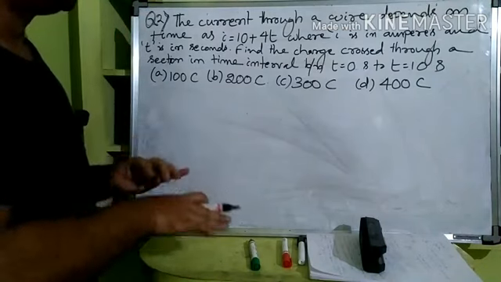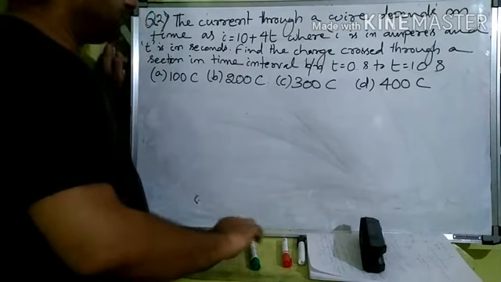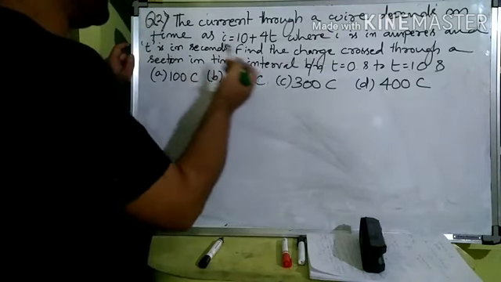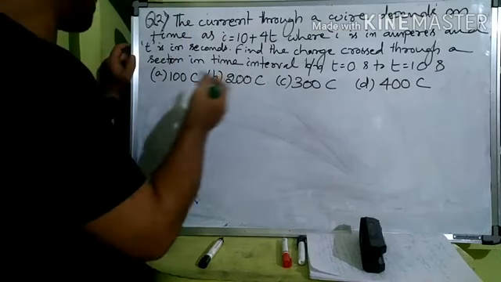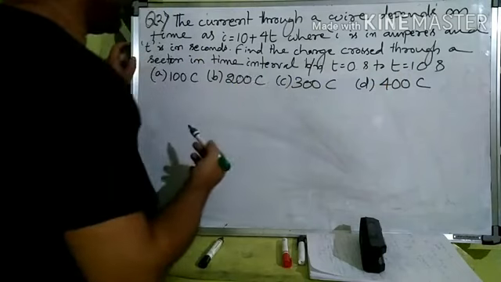Now let us take up this question where it says, read it carefully: the current through a wire depends on time as I is equal to 10 plus 4t, where I is in amperes and t is in seconds. Find the charge crossed through a section from t is equal to 0 to t is equal to 10.